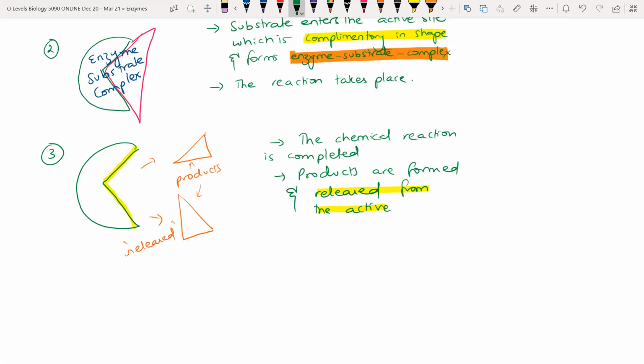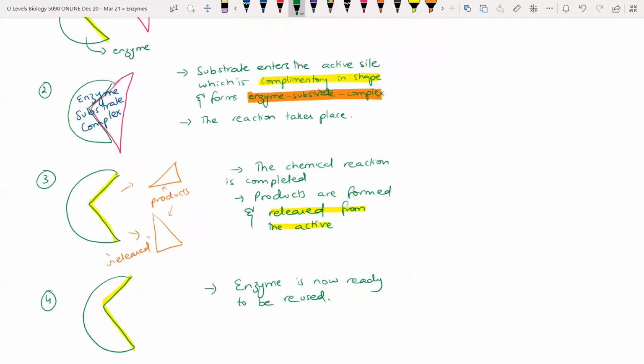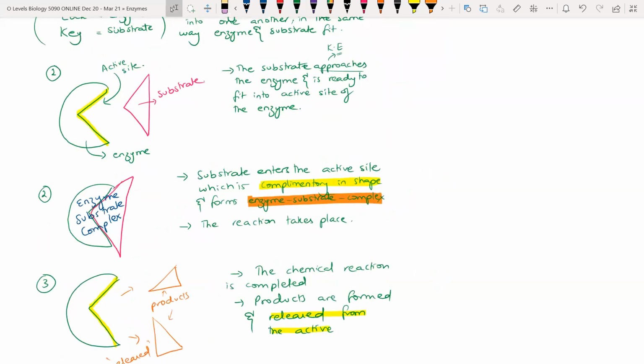Because then, point number 4, the enzyme is now ready to be reused again. Well, enzyme is ready to be reused. Is now ready to be reused. Okay. So that's all what lock and key hypothesis is supposed to be all about, including all of its explanation.